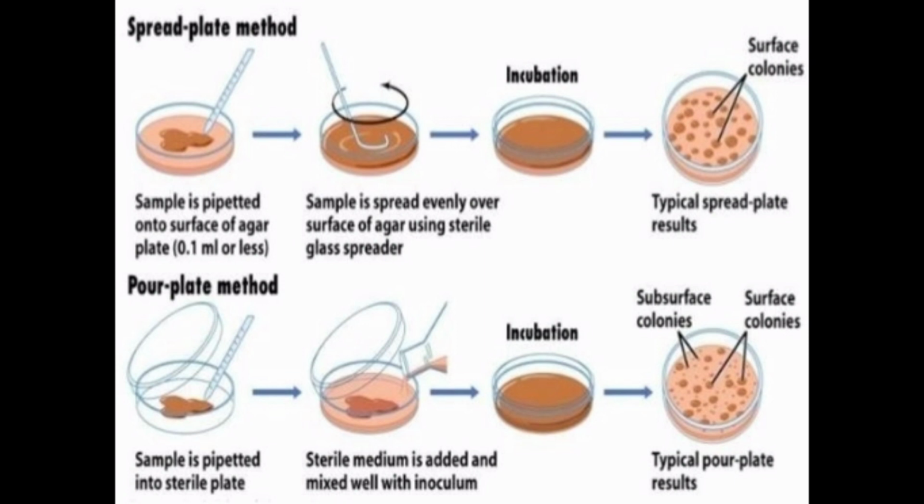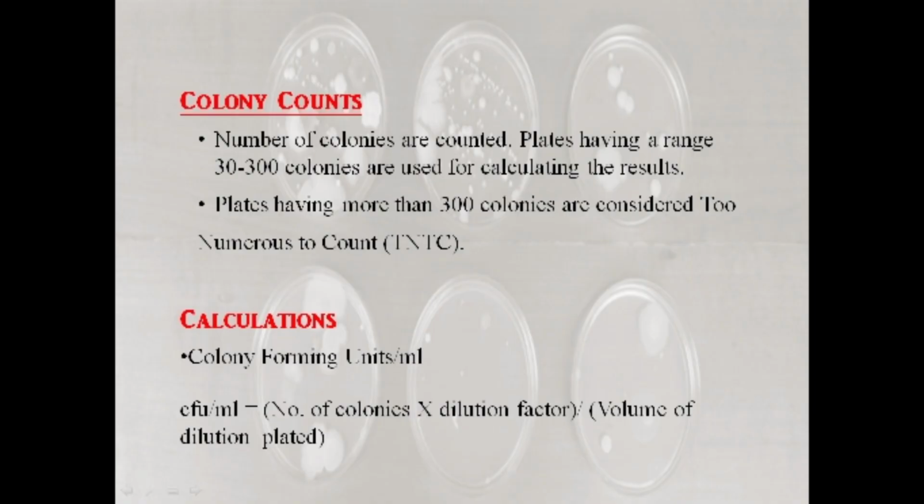Secondly comes the pour plate method. Here, the sample is pipetted into the sterile plate, and then the sample medium is added and mixed well with the inoculum. After that, incubation is similarly performed, and finally, typical pour plate results can be clearly observed.